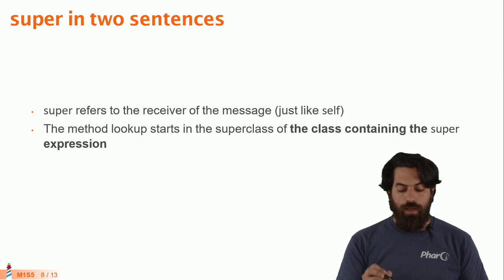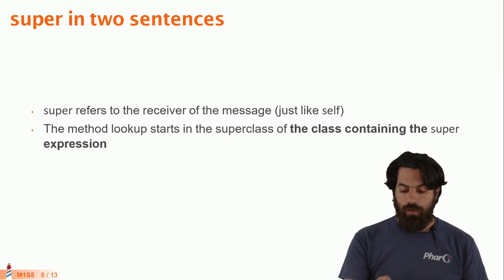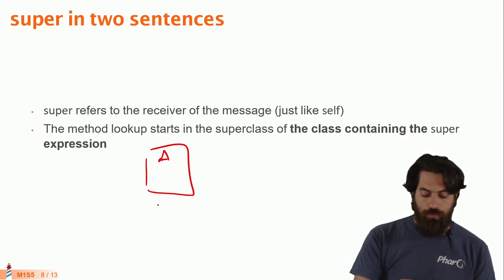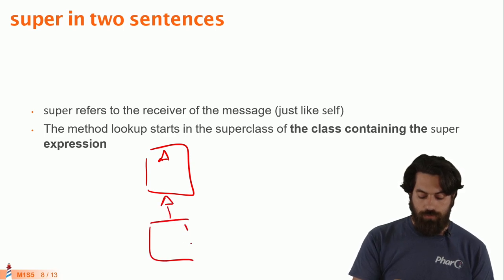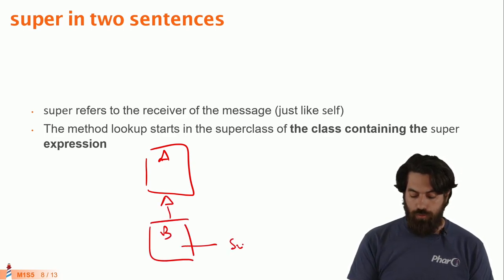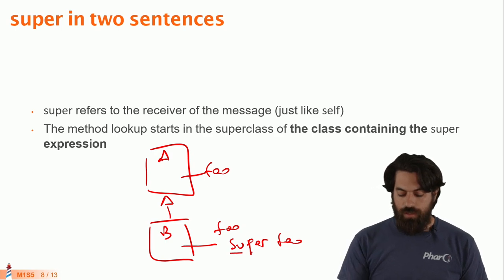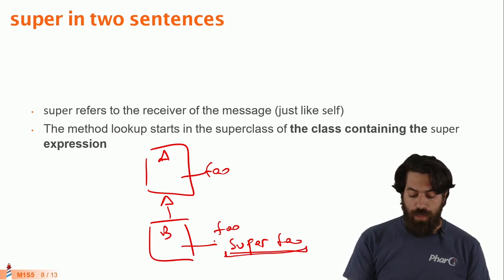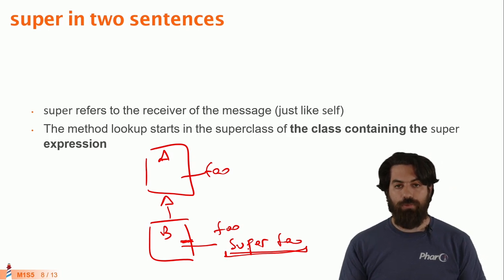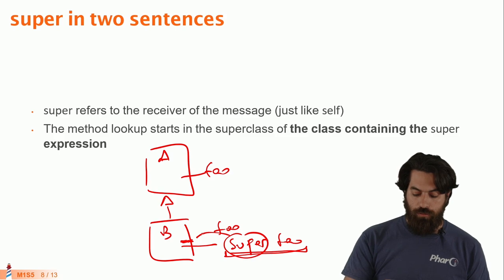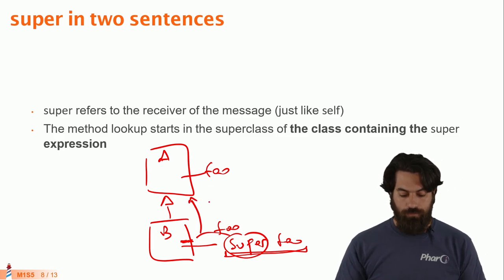So, the answer is that the method lookup starts in the superclass of the class that contains the super expression. Imagine that we have the same example as before. We have B, and we have here a super foo, and we have method foo in here. Since this super foo expression is defined in the class B, the method lookup is going to start in the superclass of B. So, super is in B, and the lookup starts in the superclass, yes?